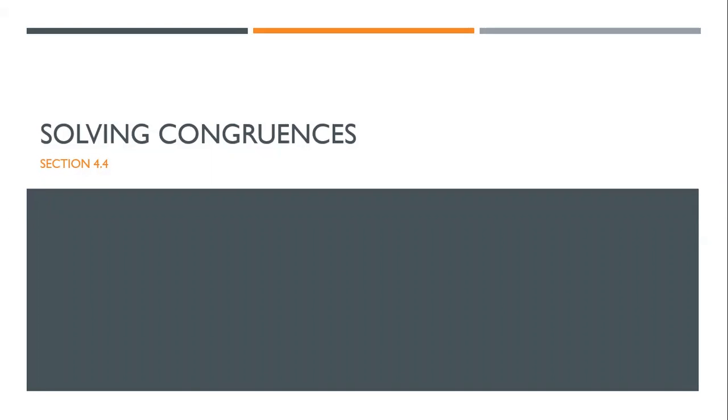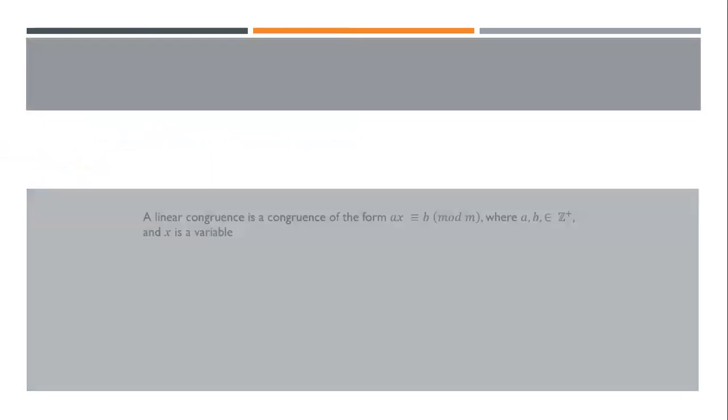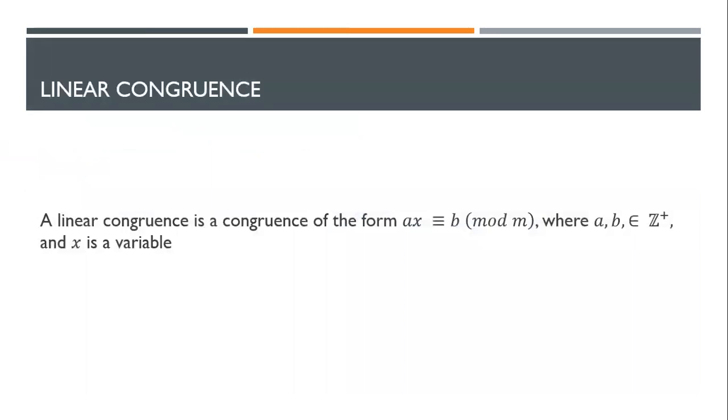Solving congruences, section 4.4. A linear congruence is a congruence of the form AX is equivalent to B mod M, where A and B are both positive integers and X is a variable.